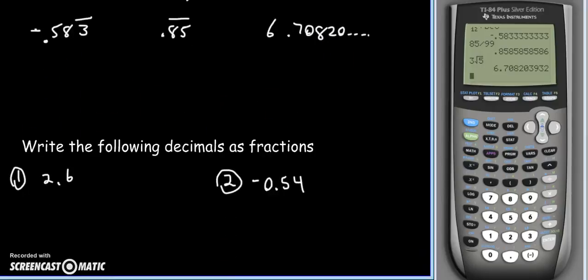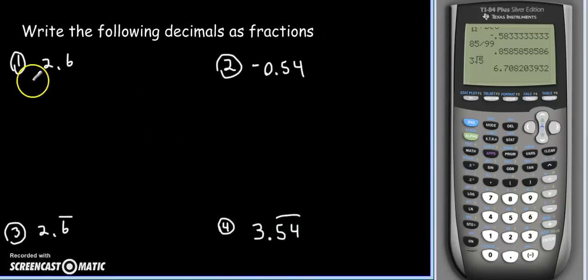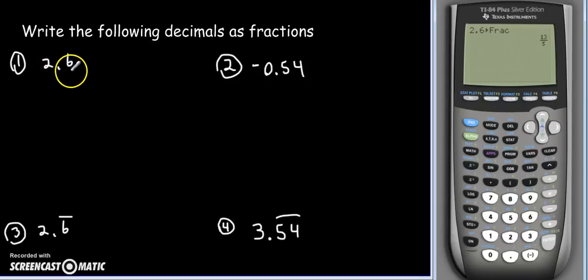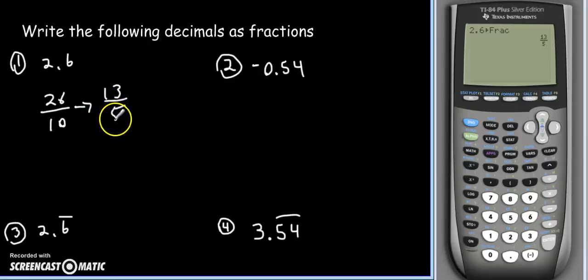Now, writing decimals as fractions, we're going to take a look at doing this by hand. If you want, you can do them with a calculator. 2.6 as a fraction, just math, press fraction. That would be 13/5. That's a simplified fraction. Let's take a look at why that is. Well, this is 2.6. 0.6 is the tenths place, so this is 26 tenths. That simplifies to be 13/5, which is what the calculator gives, by dividing both the top and the bottom by 2.